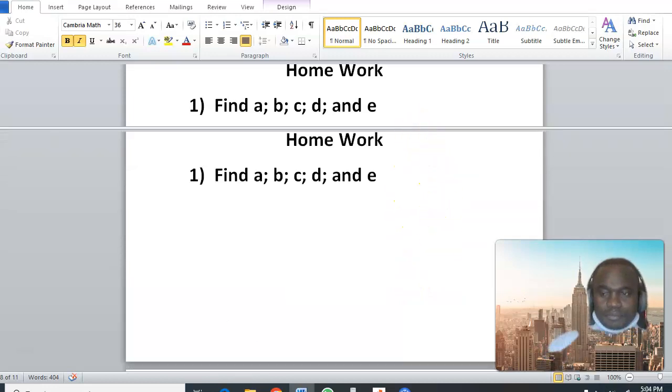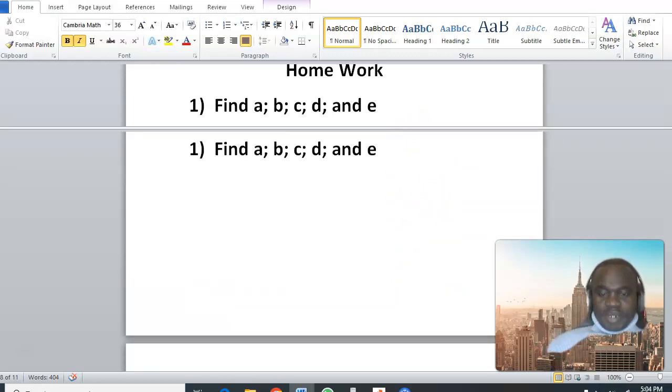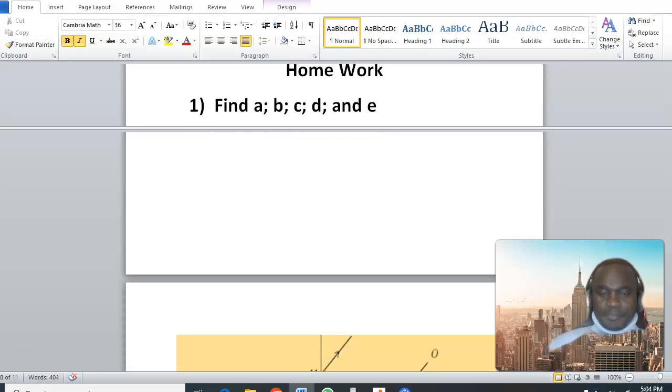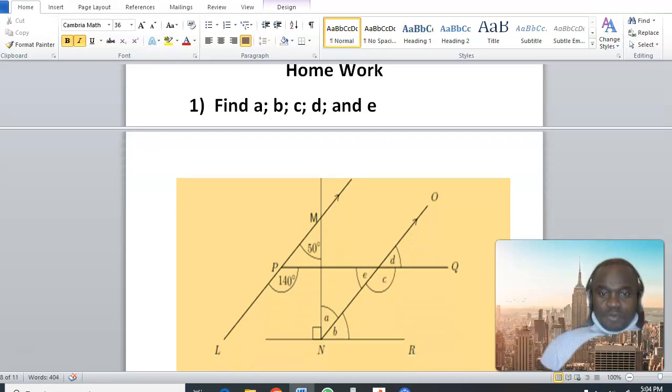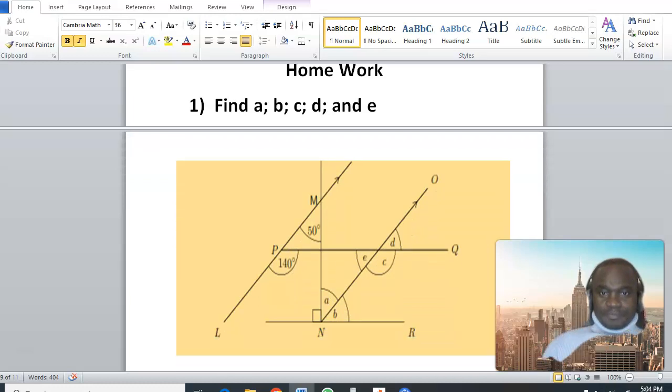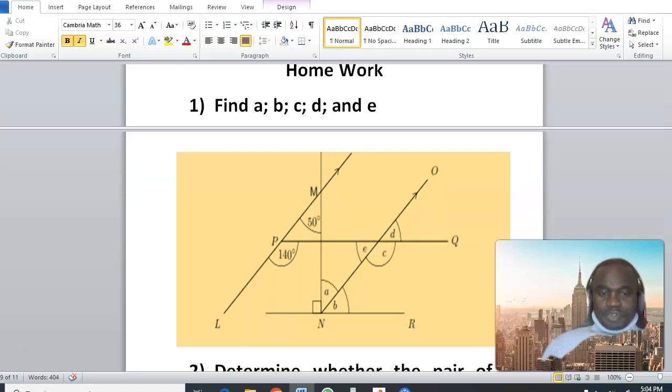Okay, so let me bring the diagram down here. So this is question number 1.